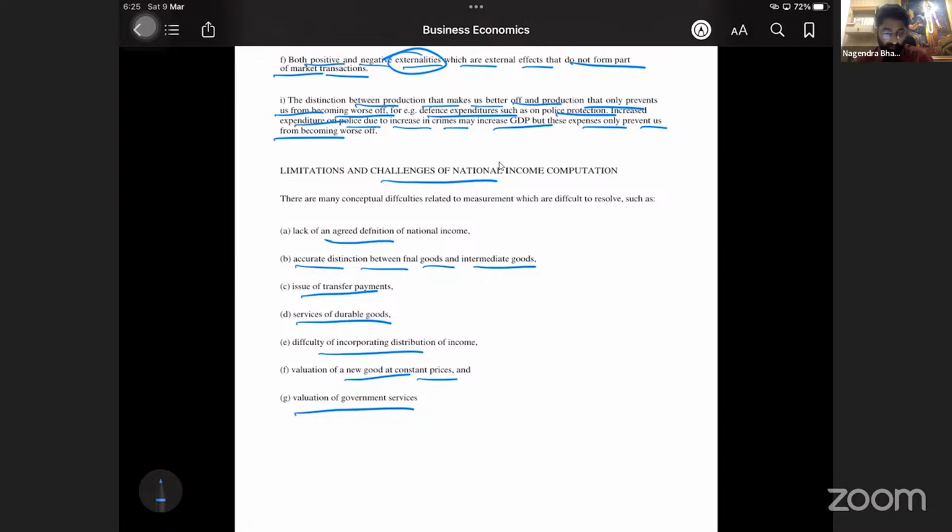So this is about the first unit, national income accounting. In national income accounting, we discussed what national income is, how to calculate it, the various concepts, the formulas, and the methods. Three methods, basically: value added, expenditure, and income method. Finally, we discussed GDP and welfare, and the limitations of GDP.